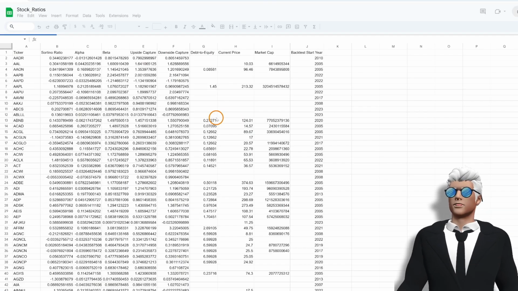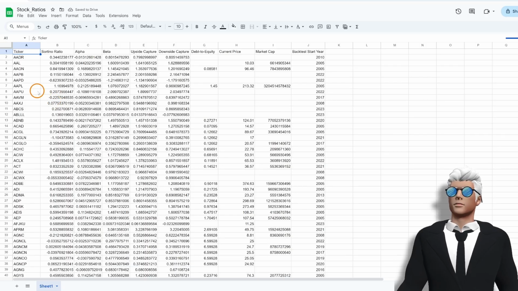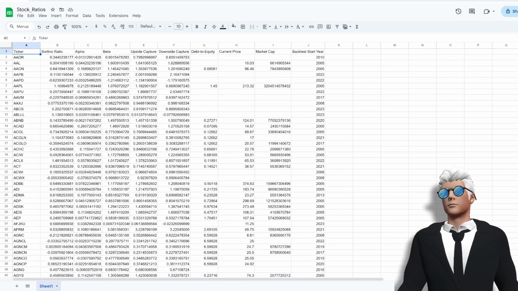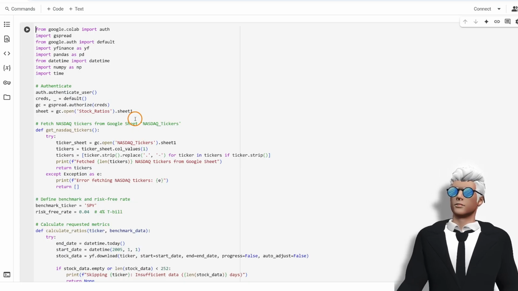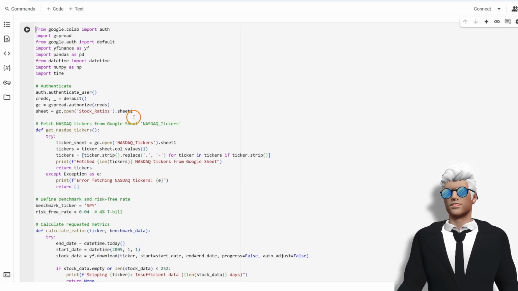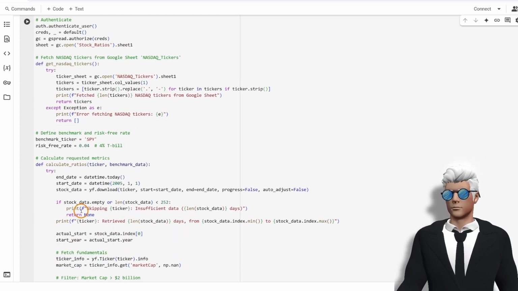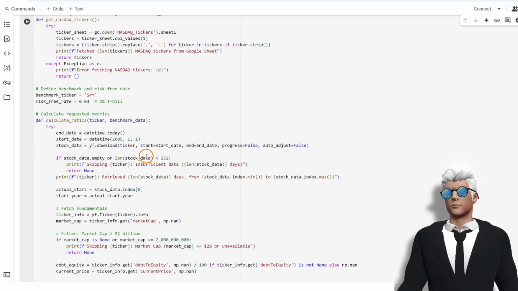So I told it to put everything into this spreadsheet here. And when you look at it, it's very raw. It has all the tickers that I asked for. I told it to filter out anything less than 2 billion market cap. So it did that, and it also filtered out stock data that's less than 252 days. So that way I could get a full year of trading data.